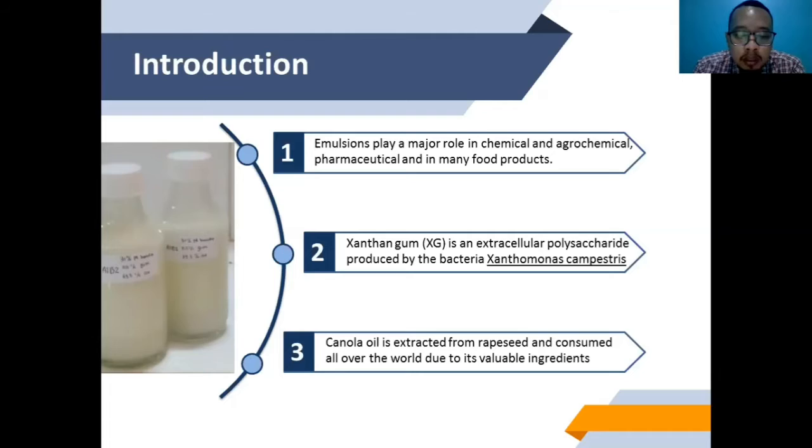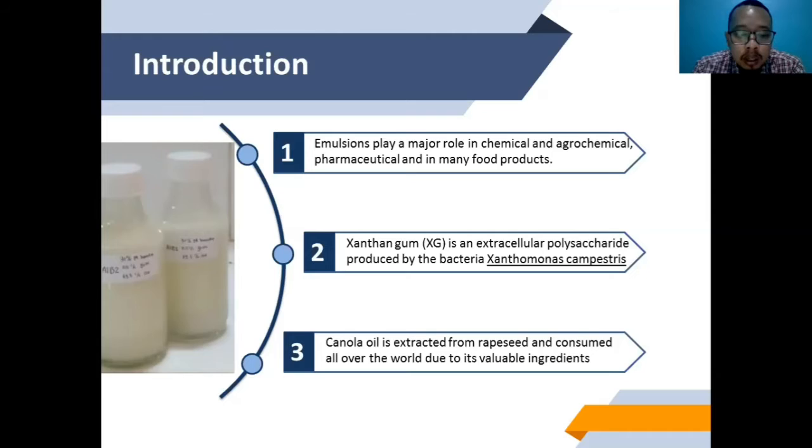Emulsions can be stabilized by applying emulsifier, thickener, and wetting agent. The choice of the type and concentration will determine the stability of the emulsion formed. Xanthan is an extracellular polysaccharide produced by the bacteria Xanthomonas campestris. It is a non-toxic biodegradable polymer of natural origin that is widely used in food. Xanthan is used as a thickener and suspending agent and as an emulsion stabilizer.